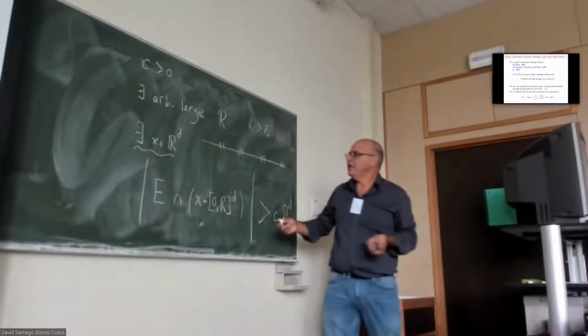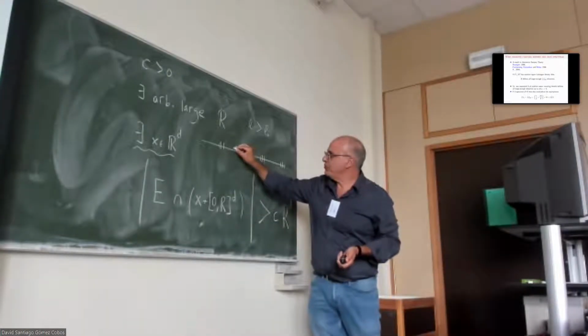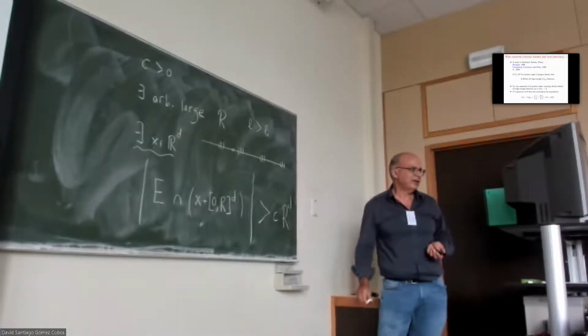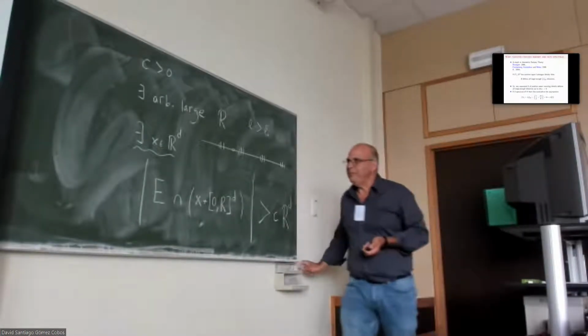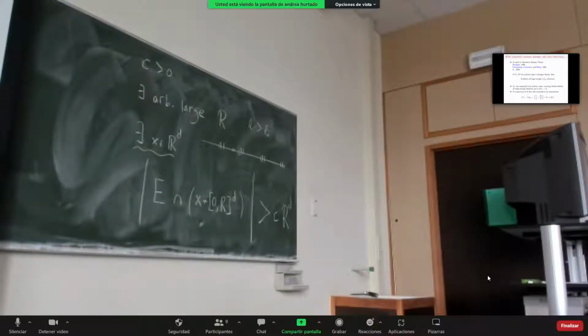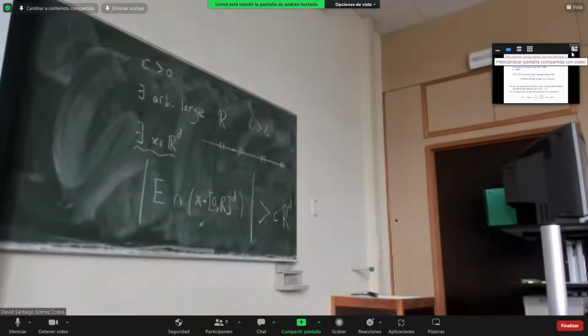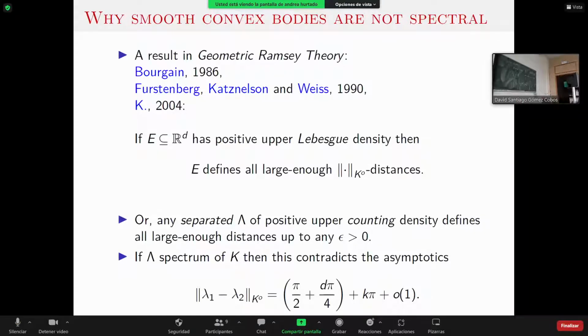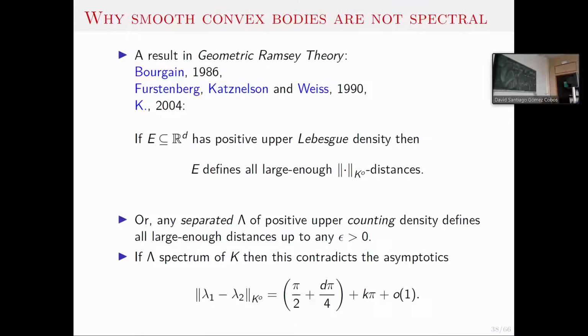Well, certainly you cannot come close to such a number. Okay? So since these interpoint distances are not in some sense dense in the line, they are quite separated, it contradicts this thing. So smooth convex bodies do not have a spectrum.